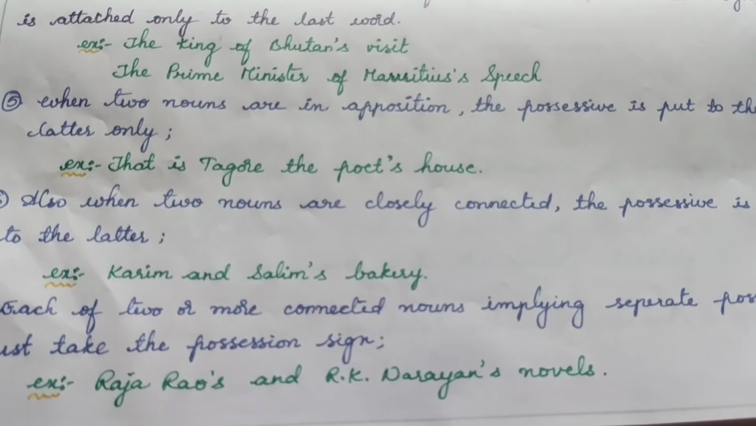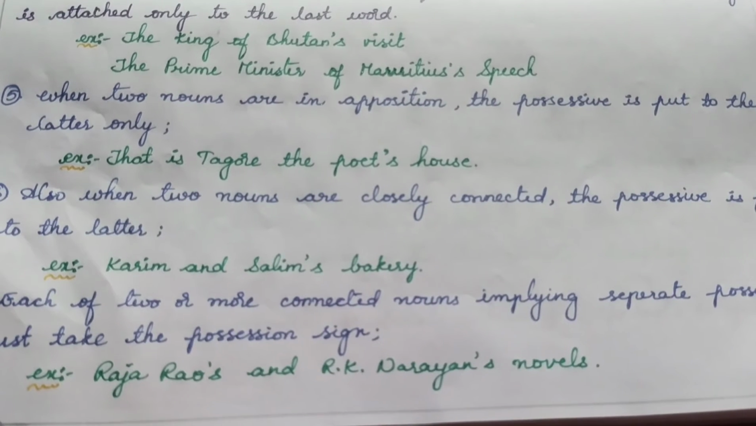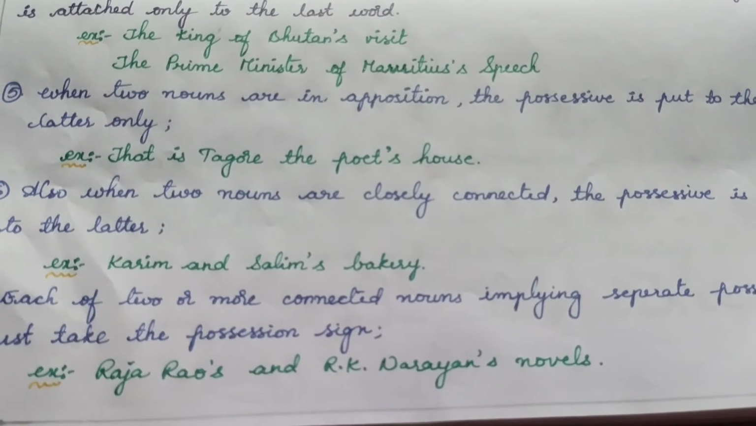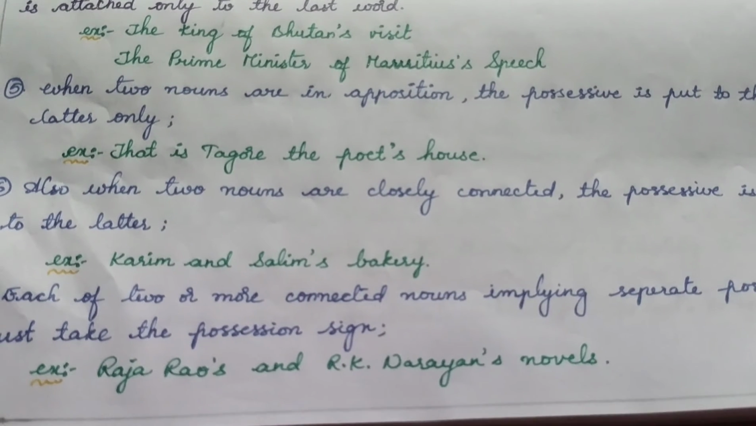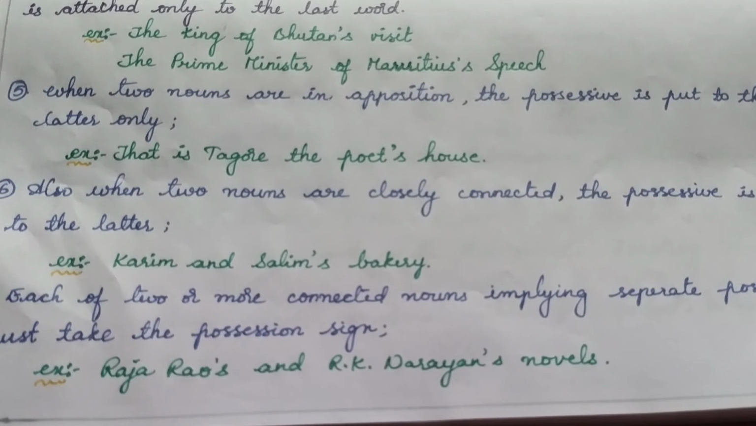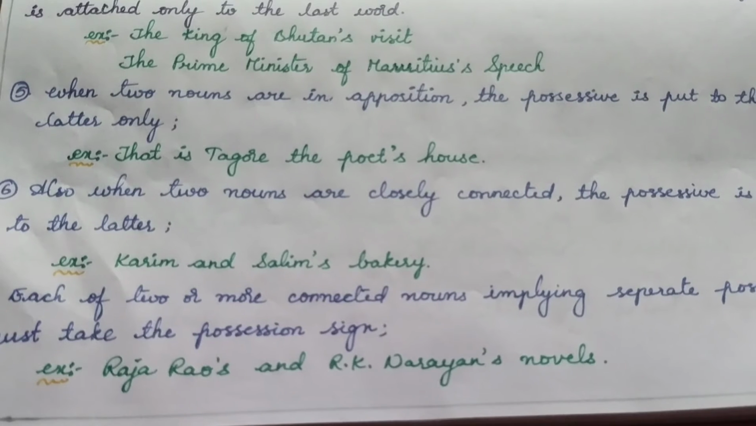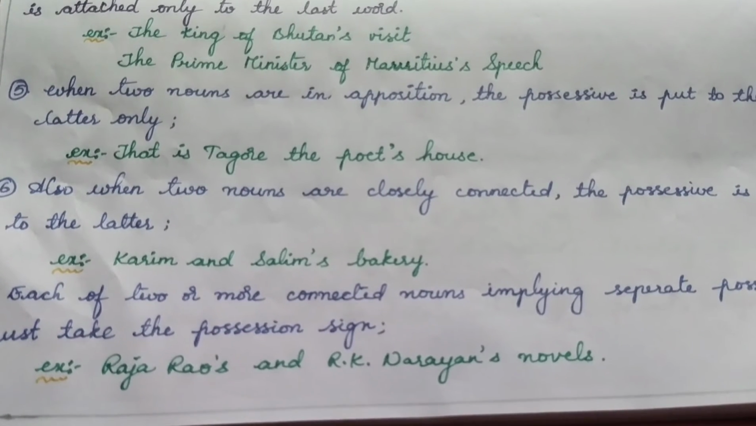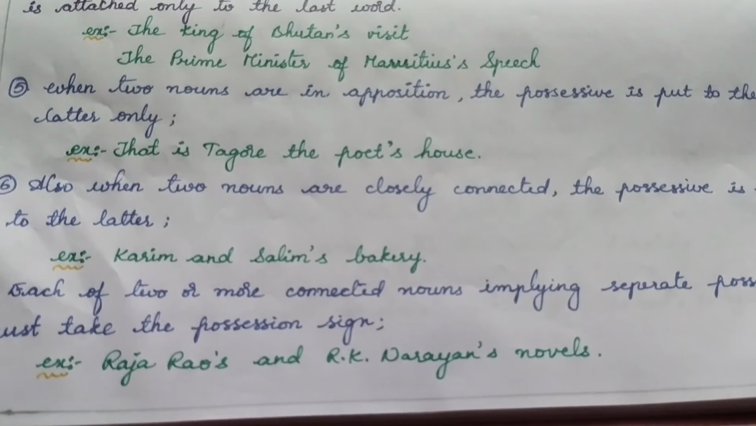And coming to the sixth one, when two nouns are closely connected, the possessive should be given to the latter. If two nouns are closely connected to each other, for example, Kareem and Salim's bakery. Kareem and Salim's bakery. So the bakery belongs to both of them. Both of them have the partnership of one bakery. In such cases, we should give apostrophe s for the latter noun.